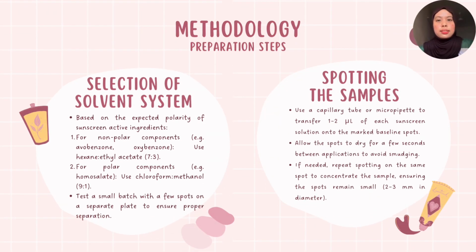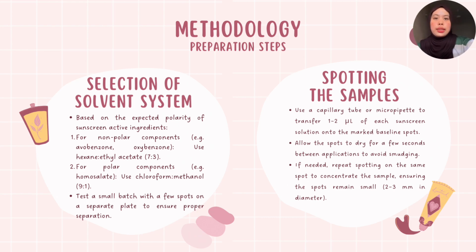Move to the next. The third one is selection of solvent system based on the expected polarity of sunscreen active ingredients, for which we have two options for non-polar and polar components. For non-polar components, which are avobenzone and oxybenzone, we need to use hexane with ethyl acetate in a ratio of 7:3. For polar components, which is homosalate, we need to use chloroform with methanol in a ratio of 9:1. Test a small batch with a few spots on a separate plate to ensure proper separation.